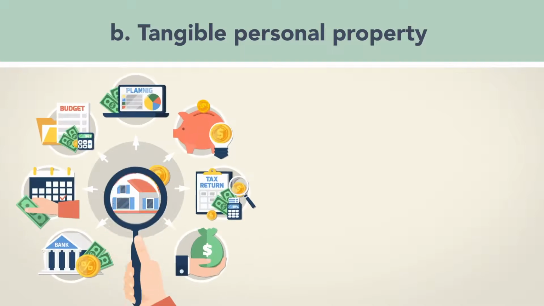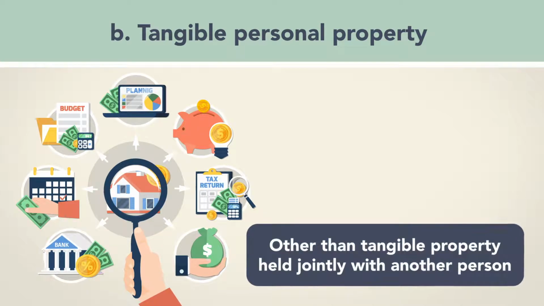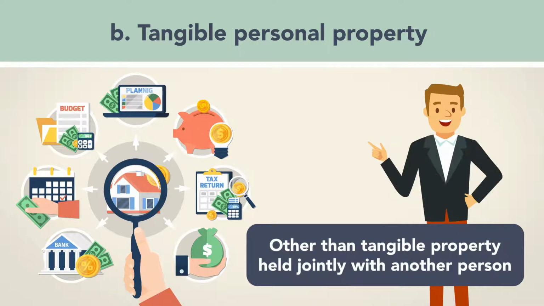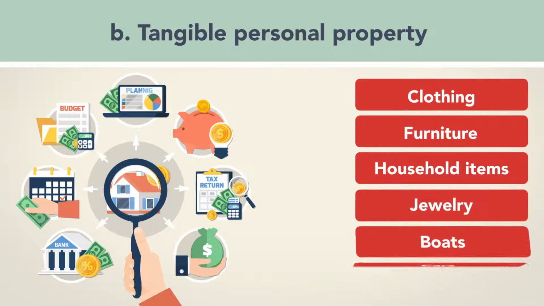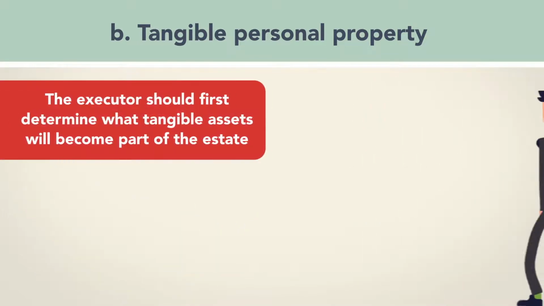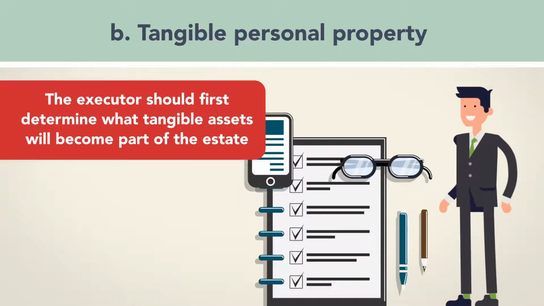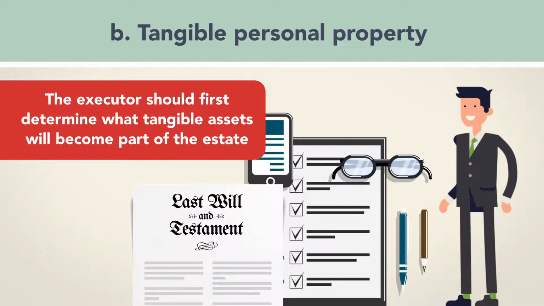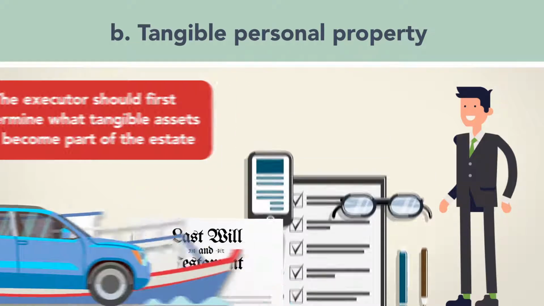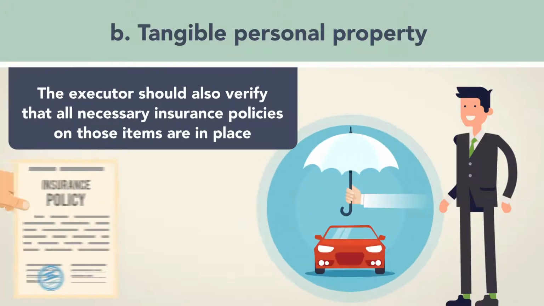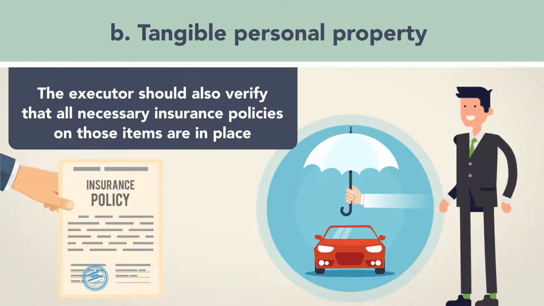The deceased's tangible personal property, other than tangible property held jointly with another person, will need to be accounted for and protected for eventual sale or distribution. This includes clothing, furniture, household items, jewelry, boats, and cars. The executor should first determine what tangible assets will become part of the estate by reading a personal property list, if any, and the will and finding any titles to boats and cars. The executor should also verify that all necessary insurance policies on those items are in place and have not lapsed.